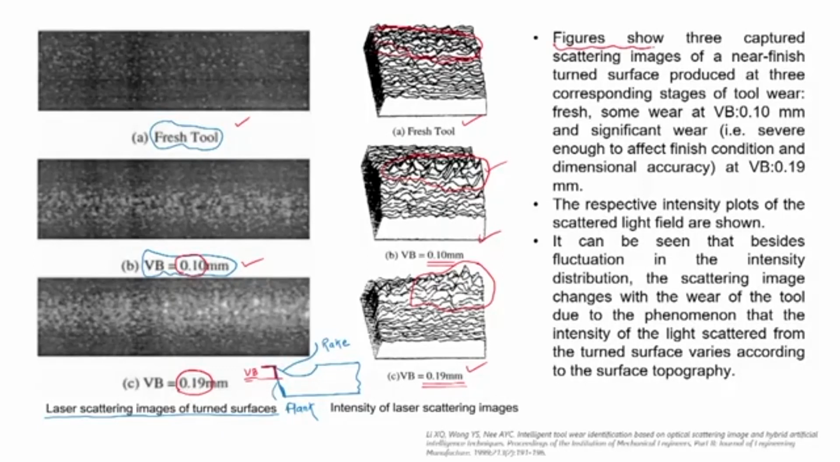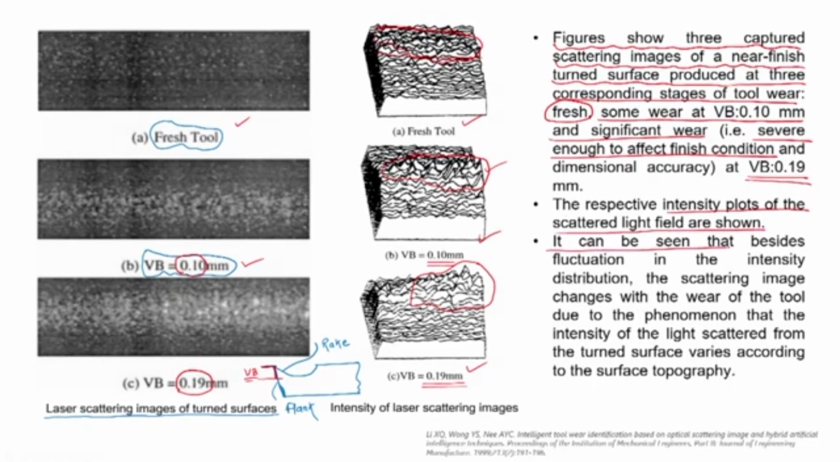The figure shows 3 captured scattering images of a near finished turned surface produced at 3 corresponding stages of tool wear: the fresh one, some wear at VB equal to 0.10 mm, and significant wear, severe enough to affect the surface condition, at about 0.19 mm. The respective intensity plots of the scattered light are also shown over here.